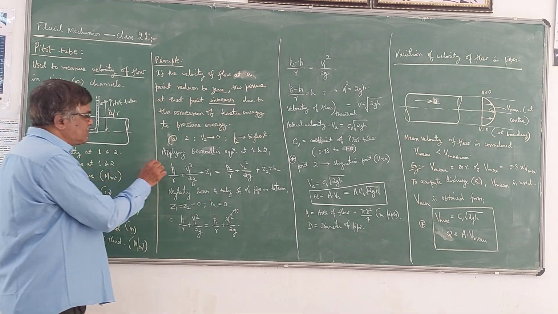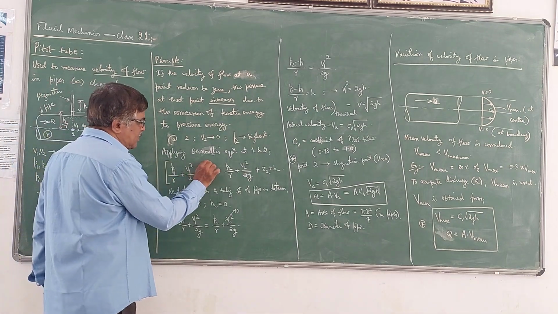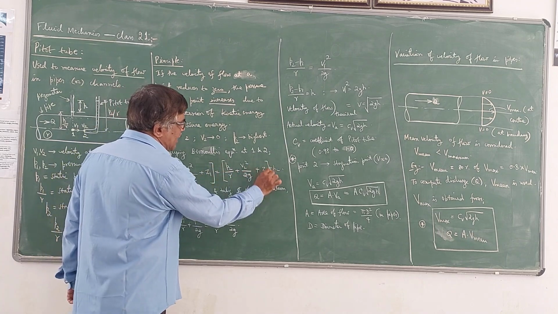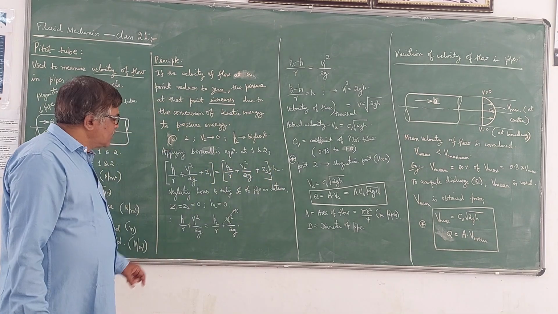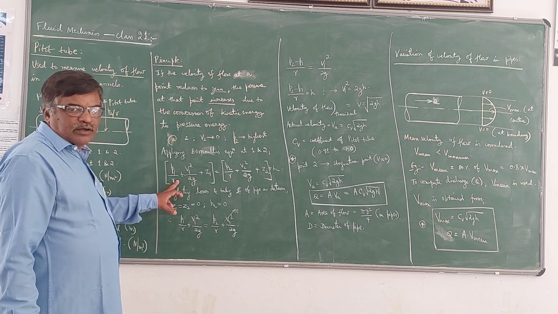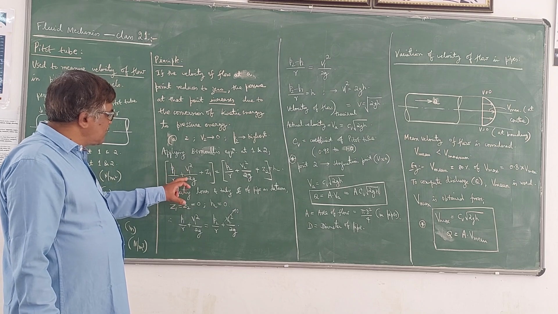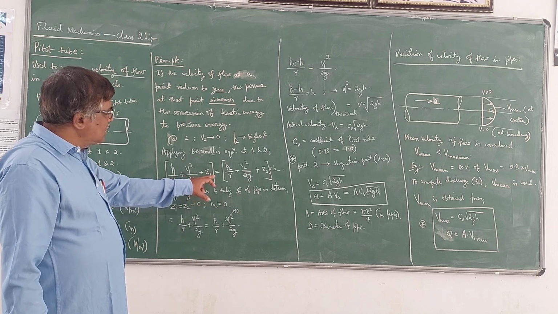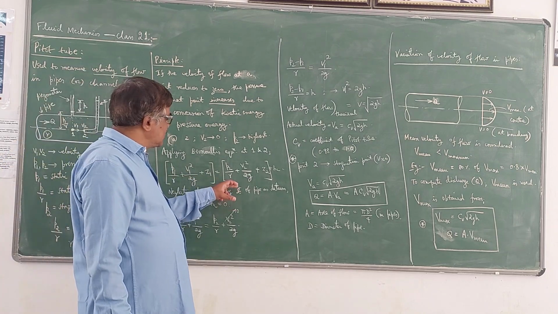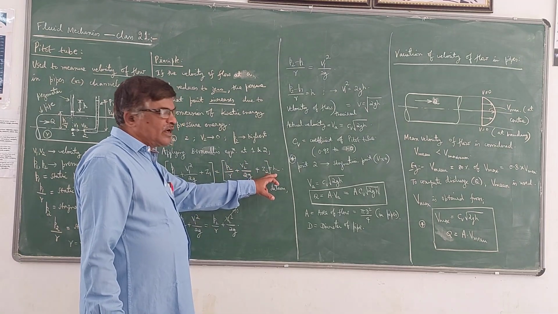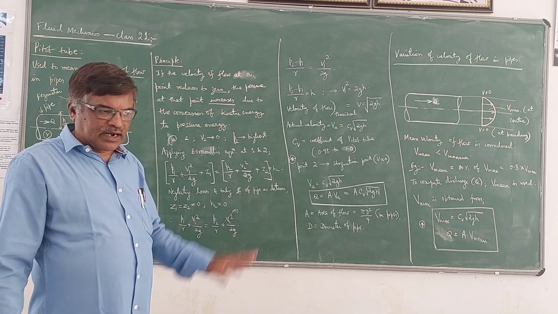As you know, Bernoulli's equation states that the total energy per unit weight of the liquid flowing, or the total head at any point, remains constant. So according to that, at point 1, the total energy will be P1 by gamma plus V1 square by 2G plus Z1. At point 2, total energy will be P2 by gamma plus V2 square by 2G plus Z2. And if you take loss of head, it is HL.